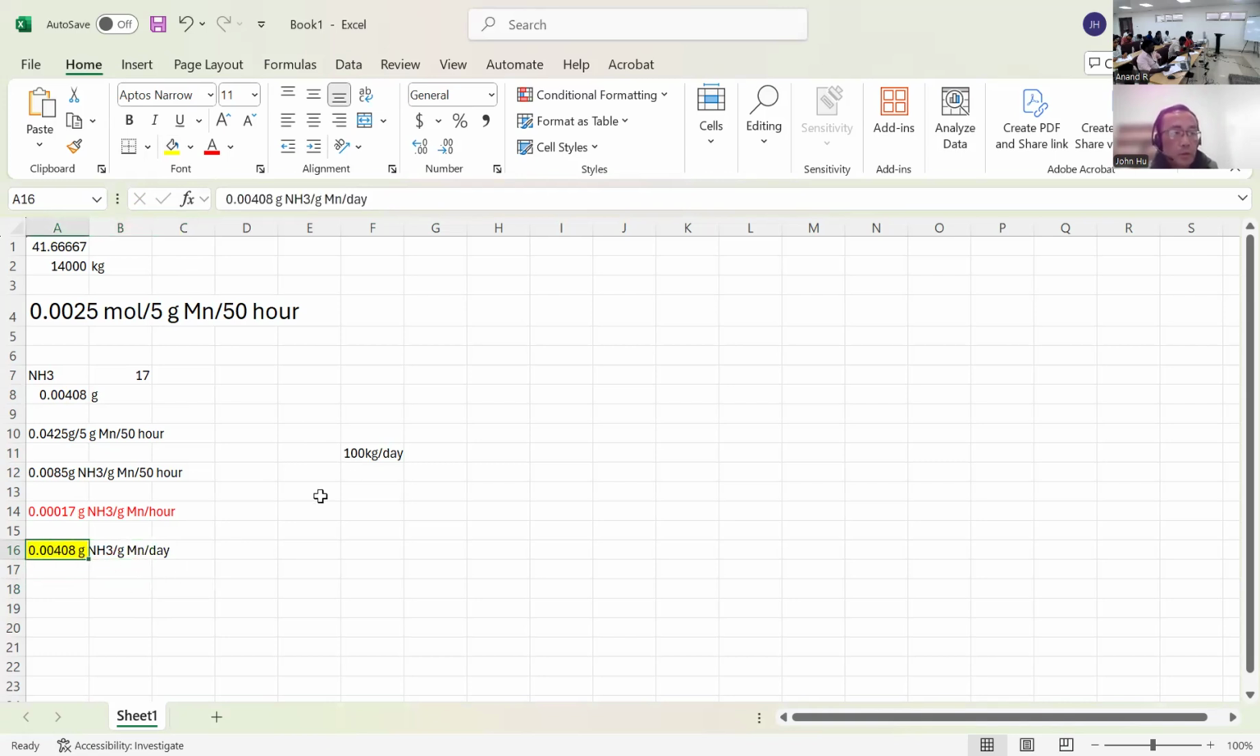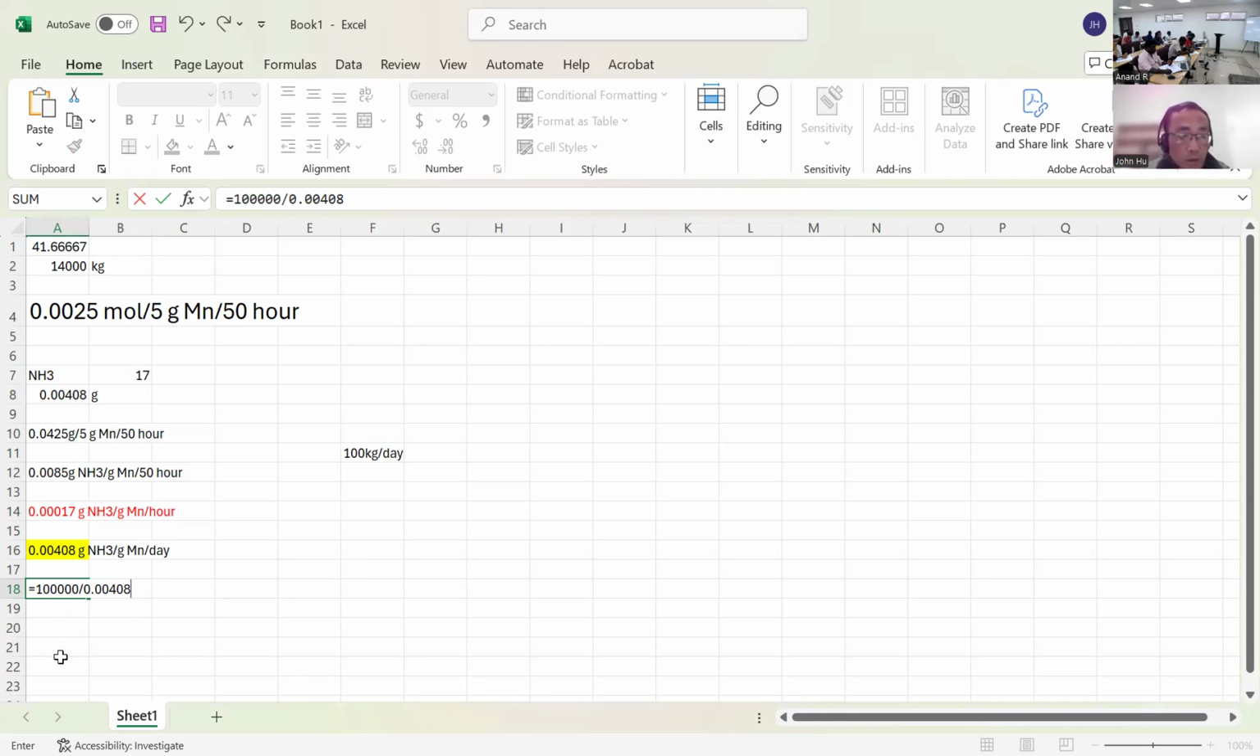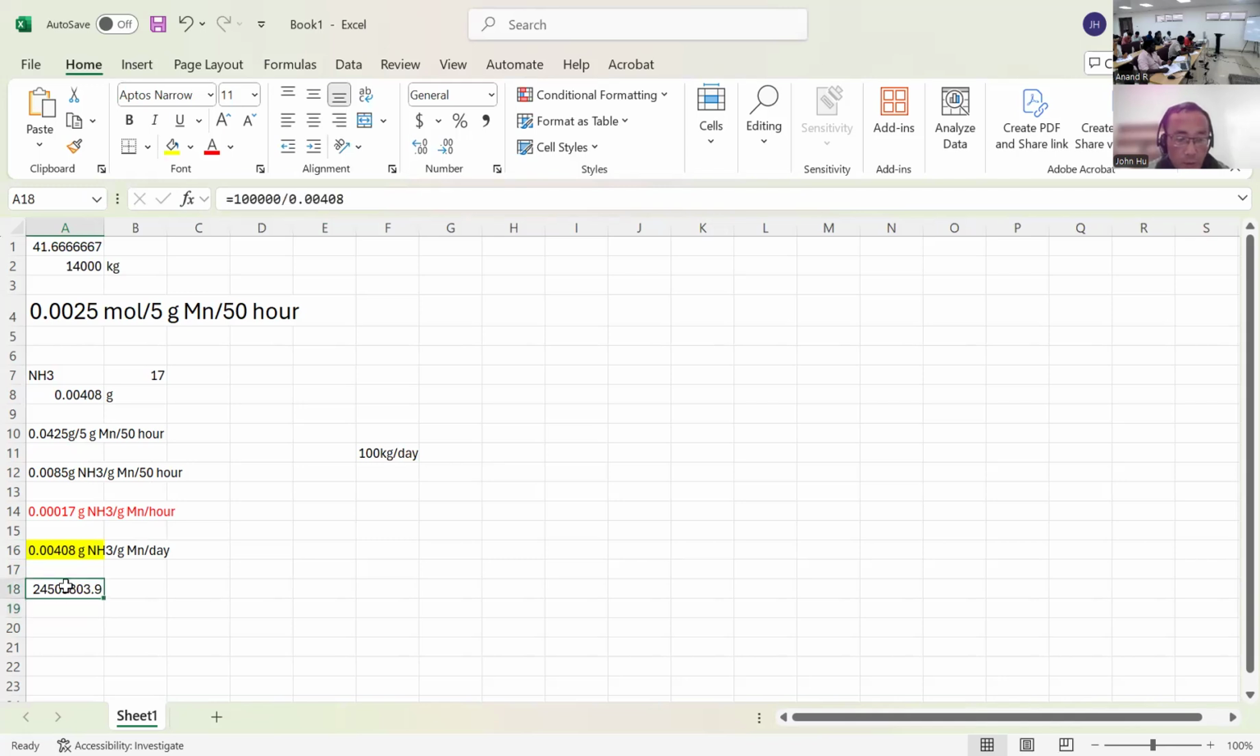Okay. So what's the deal? 100 kg means 100,000 grams. So divided by this number, and then you will come up with the weight of manganese. Watch the input line. You should see the formula. 100 kg means 100,000, divided by this. So the result should be how many grams of manganese you need. We will keep on changing. The result is very big. So this is basically the gram manganese. So let's change this to the ton. From gram to ton.